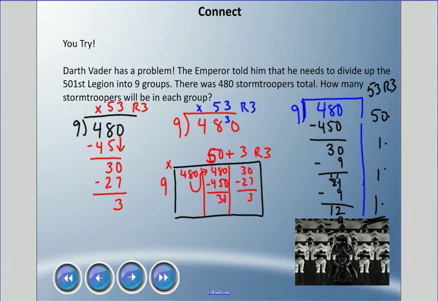I've showed you 5 methods: the base 10 method, long division, short division, repeated subtraction, and the rectangle method. Hopefully one of those resonated with you better than others, and you could use that to find your answers quickly, because you all learn differently, so choose the one that works best for you.